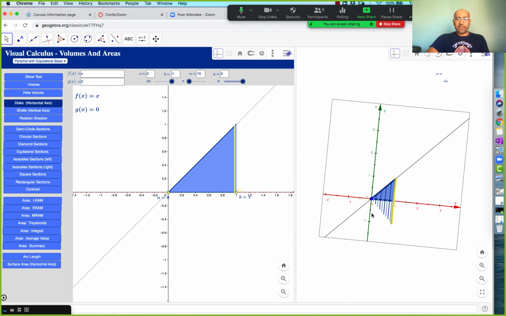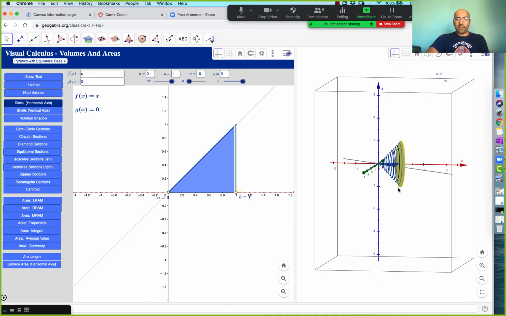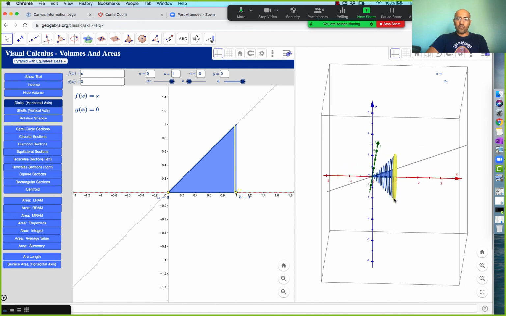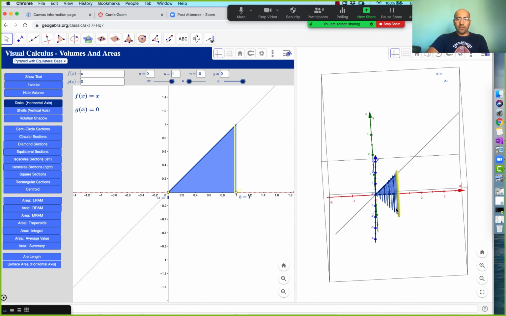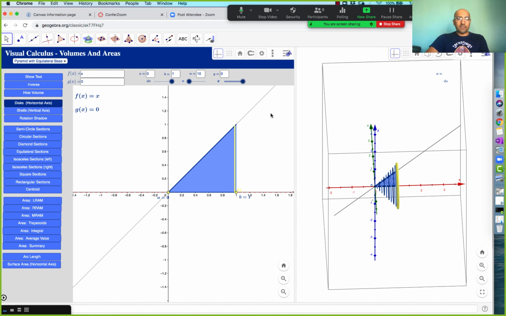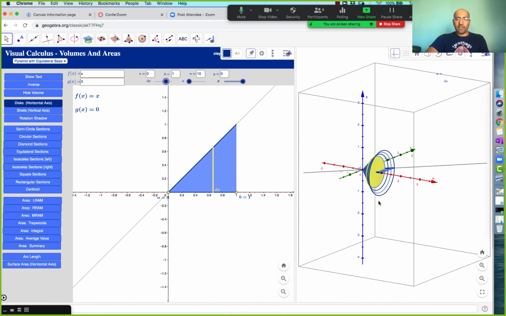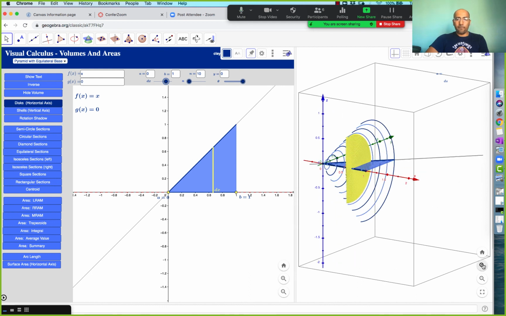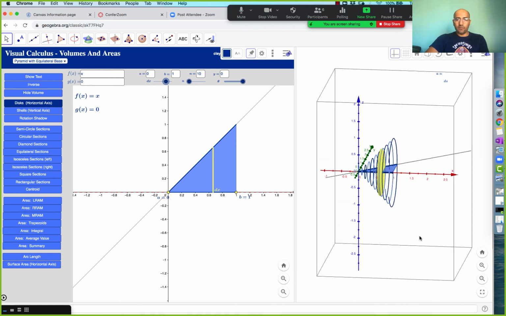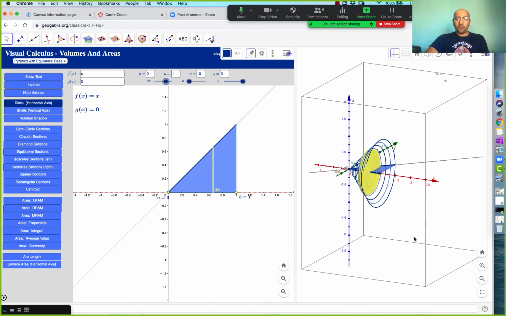And then when we rotate, we'll end up with something that looks like this. So it's like a very sharp cone-looking thing. And then we're going to slice along the x-axis, right? So as we slice along the x-axis, we end up with coins, right? So here's that yellow coin right there. Zoom in a little more. Whoa, too much. So here's that yellow coin.